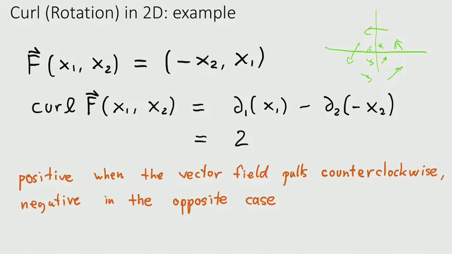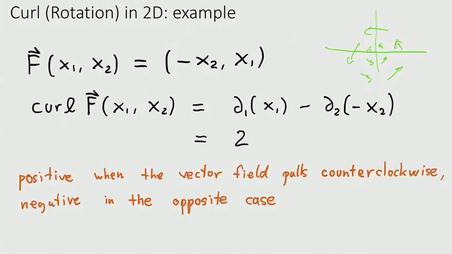Okay, this vector field in 2 dimensions is given by f of x1, x2 equals negative x2, x1. If you just apply the curl operator in 2 dimensions, it's straightforward. We get the x1 derivative of x1 minus the x2 derivative of negative x2, and of course the result equals 2.